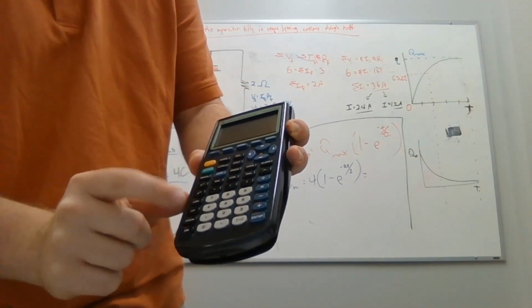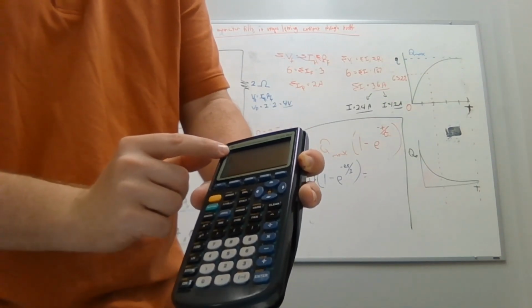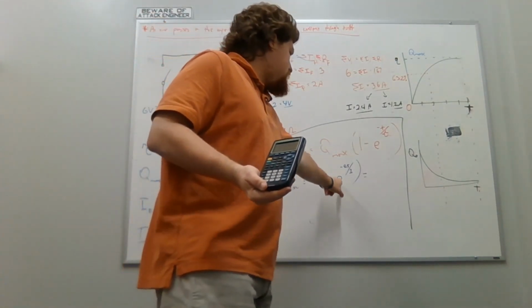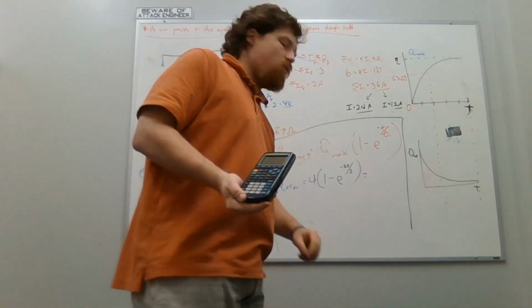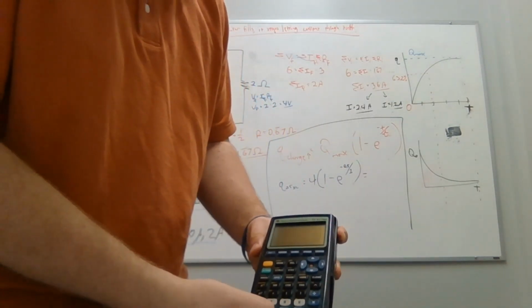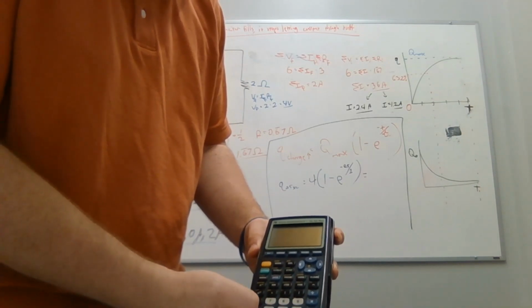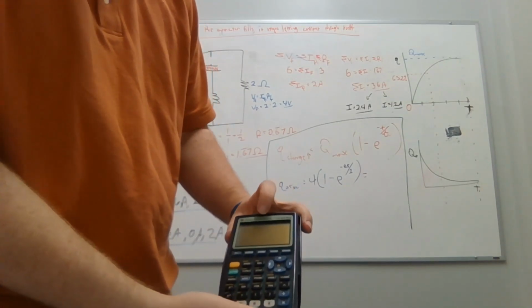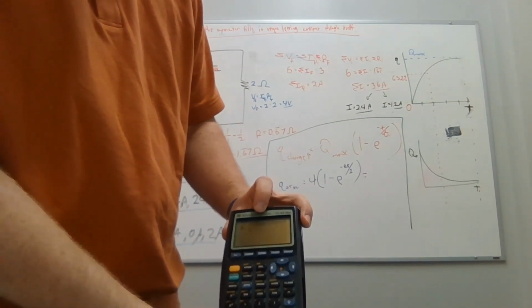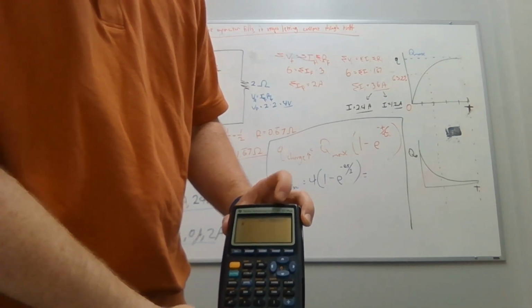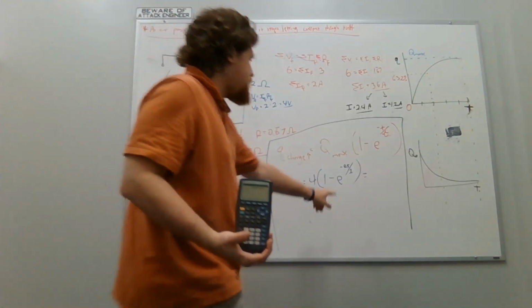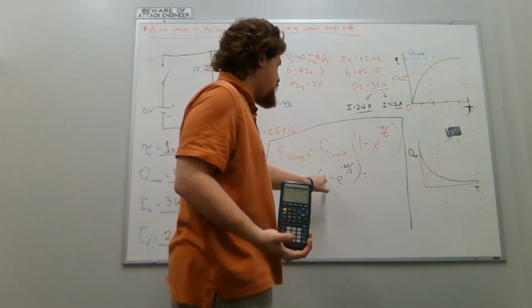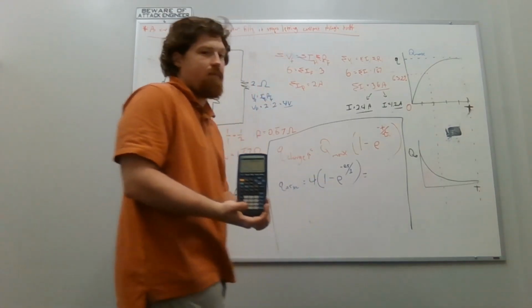So hit second, hit that button, and you'll get a lowercase e raised to the something power. We want that e raised to the negative 0.5 over 1 power. So negative 0.5 divided by 1. The divided by 1 is not really going to do anything, but I'm including it for completion. If you press that, we get 0.606. Now, that's just this piece. That's just this tiny piece.